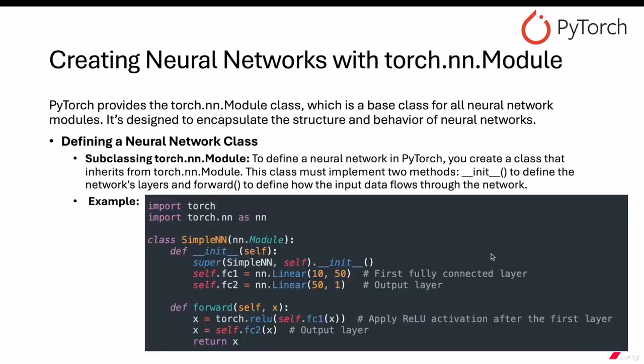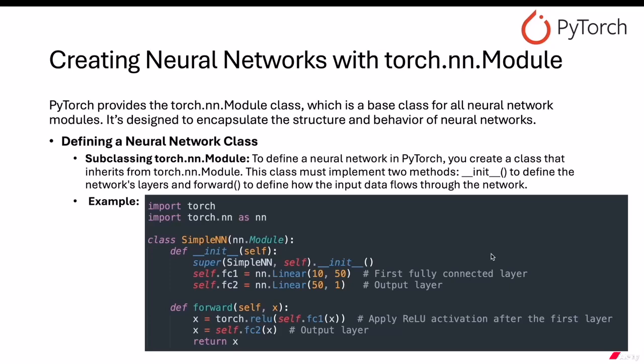Creating neural networks with the torch.nn module. PyTorch provides the torch.nn.Module class, which is a base class for all neural network modules. It's designed to encapsulate the structure and behavior of neural networks. Defining a neural network class. First, subclassing torch.nn.Module. To define a neural network in PyTorch, you create a class that inherits from torch.nn.Module.